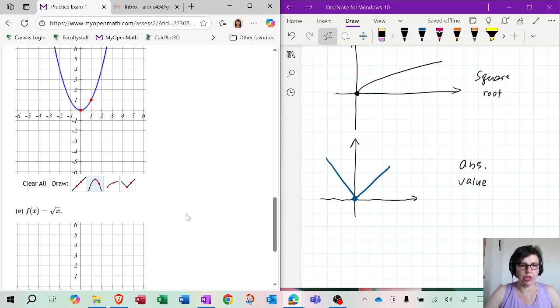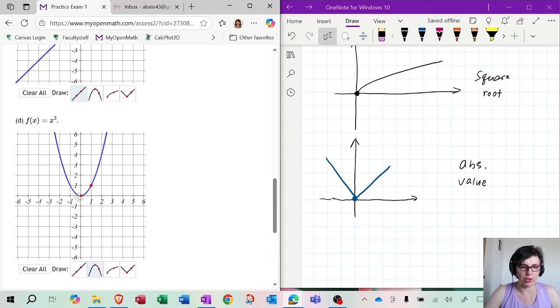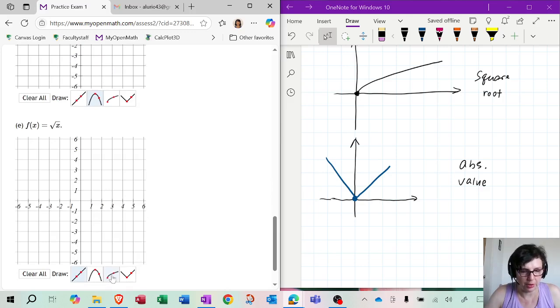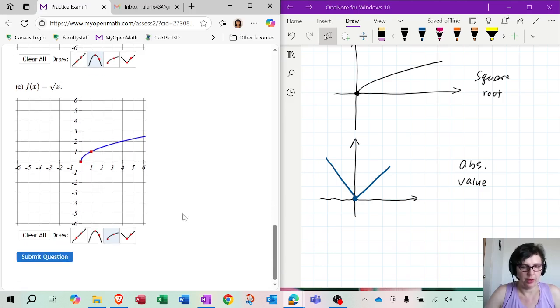Okay, finally, the square root. So square root is just like a half of a parabola. Just imagine this left half. Turning it clockwise by 90 degrees, that's how you get this guy. So we need to click on it, and it'll go through 0, 0, and also through 1, 1. And there is your square root.